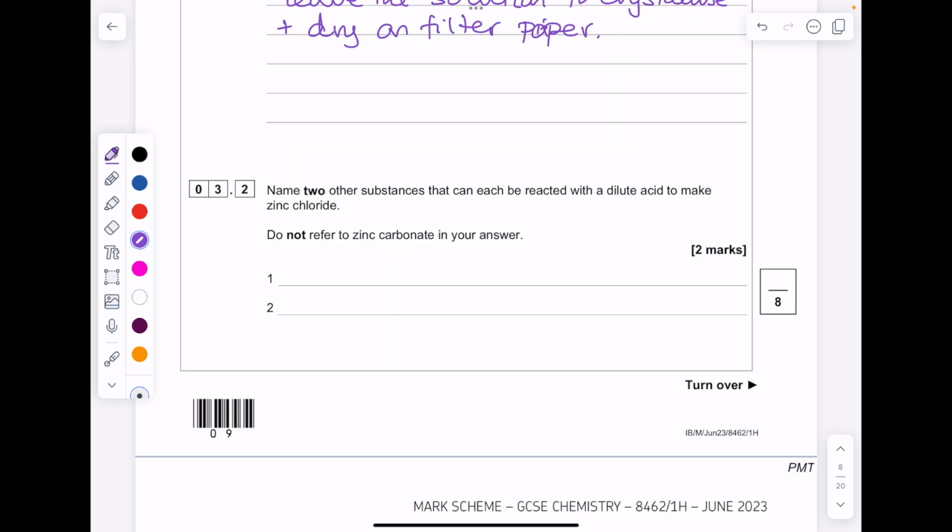Name 2 other substances that can be reacted with a dilute acid to make zinc chloride. So we know the acid is HCl. Do not refer to zinc carbonate. Your other options are just simply zinc, the metal on its own, as well as zinc oxide.